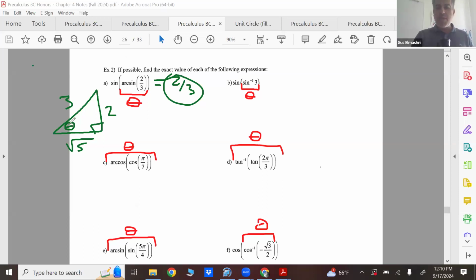So, like for example, if I switch this to a cosine, let's say I switch that to a cosine. What would the answer be now? That'd be root 5/3, right? Correct. Yeah, because where did this come from?